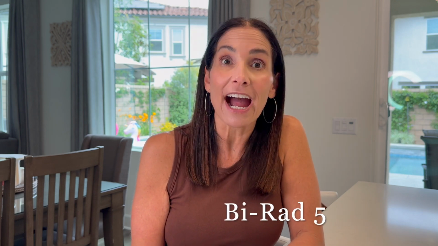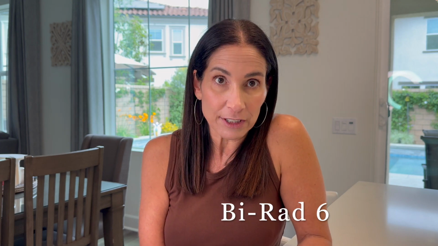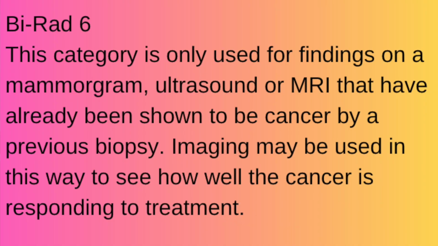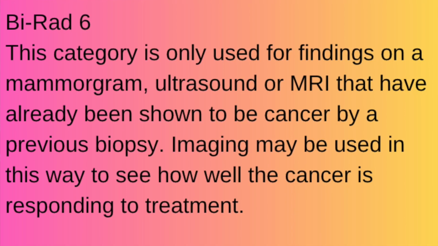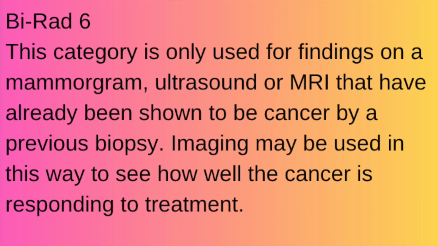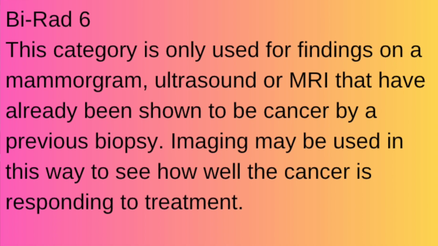All right, now we have a BI-RADS score of 5. These findings look like cancer and have a high cancer chance, at least 95% chance of being cancer. Biopsy is very strongly recommended. And lastly, we have the BI-RADS 6 category. This category is only used for findings on a mammogram or ultrasound or even an MRI that have already been shown to be cancer by a previous biopsy. Imaging may be used in this way to see how well the cancer is responding to treatment.